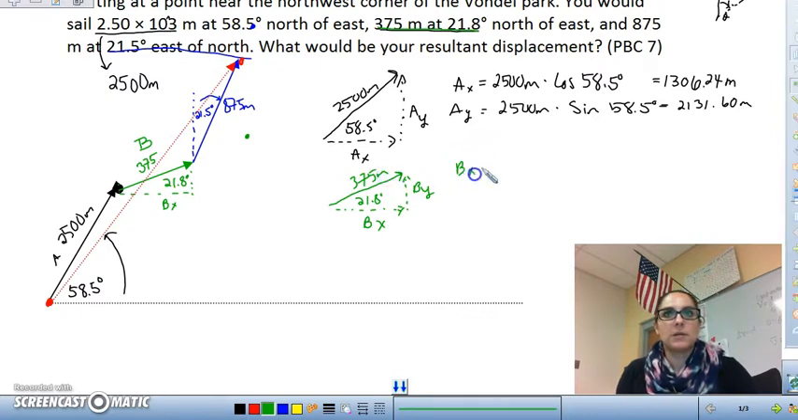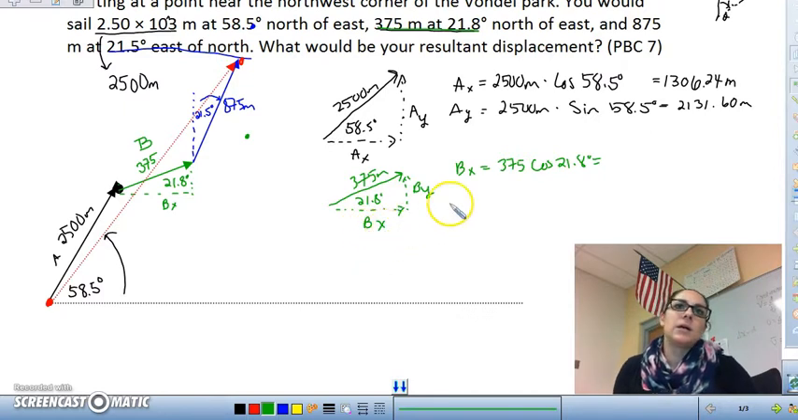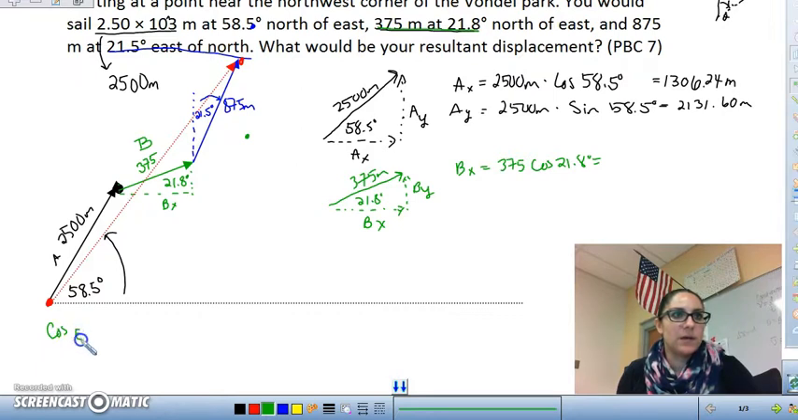And here we go. BX is going to be 375 cosine 21.8. So I am kind of rushing through this, but I am using trigonometry to solve this. I'm saying that the cosine is defined, I'll just write it down here really quick. So cosine of the angle is defined as the adjacent over hypotenuse. So if I want to solve for adjacent, my cosine times hypotenuse will give me that piece. And in this case, adjacent is the one closest to the angle. So that's what I'm doing. I'm doing it quite quickly.